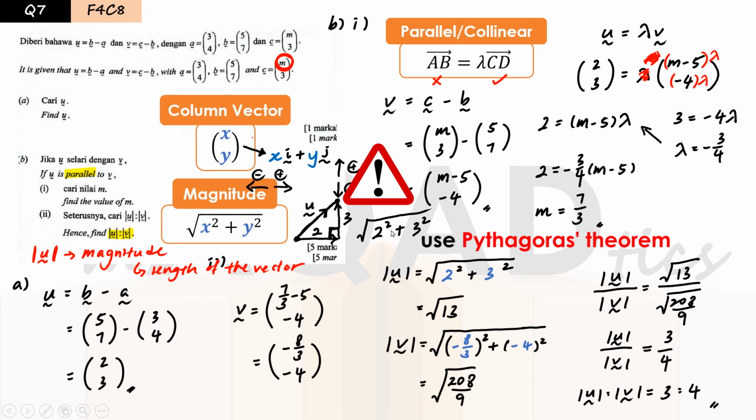Now you compare the working that we have here. It is actually the exact same thing. This means that this formula is actually coming from Pythagoras theorem. So to find the magnitude of a vector, we are actually using the Pythagoras theorem. That's why this formula is like this.